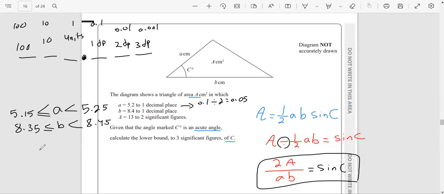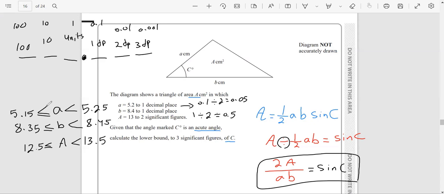The point now, we need to know the limits for the area. The area is 13 to 2 significant figures. What's the second significant figure? It's 3. It's in the units digit, so you can use 1 divided by 2, it gives 0.5, so you need to add and subtract 0.5, so it will be 12.5 and 13.5. So now you got the limits for each of them.